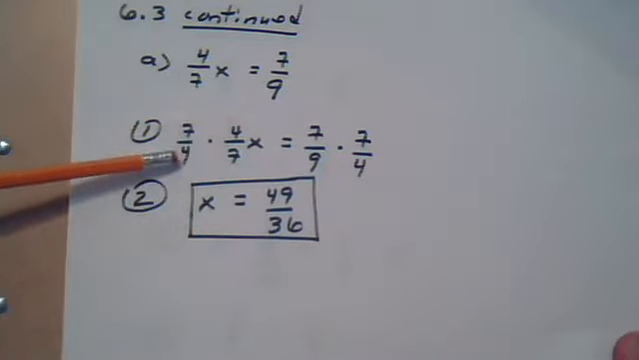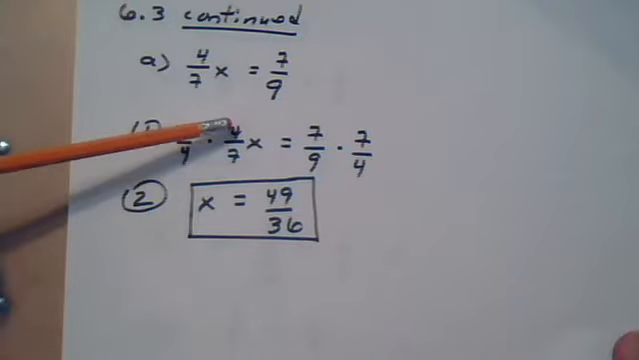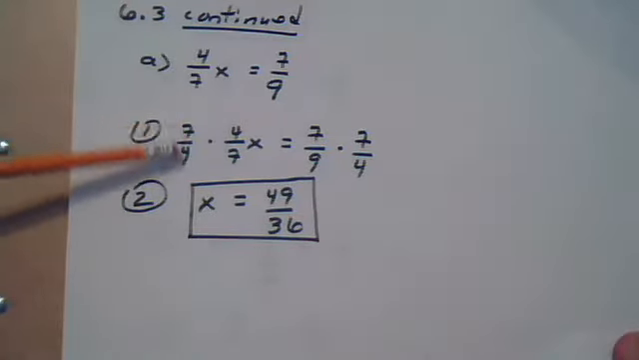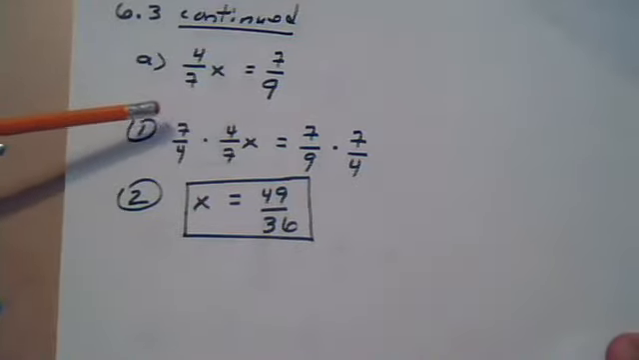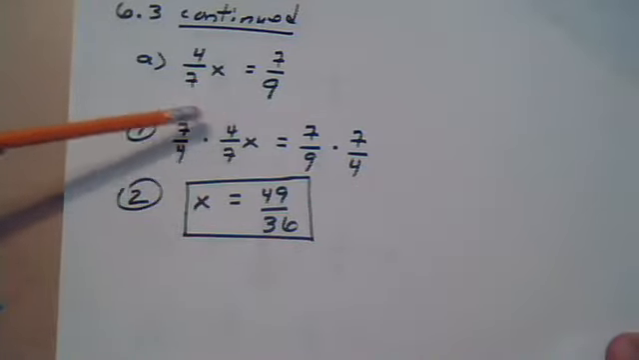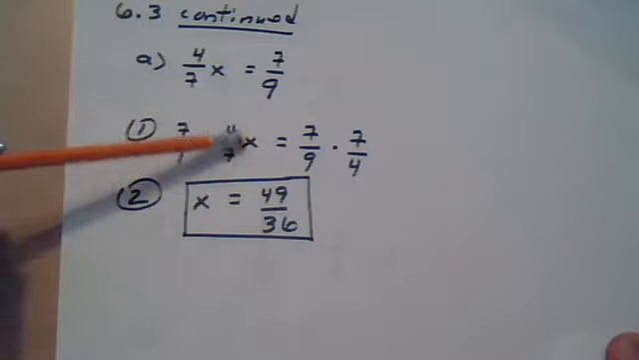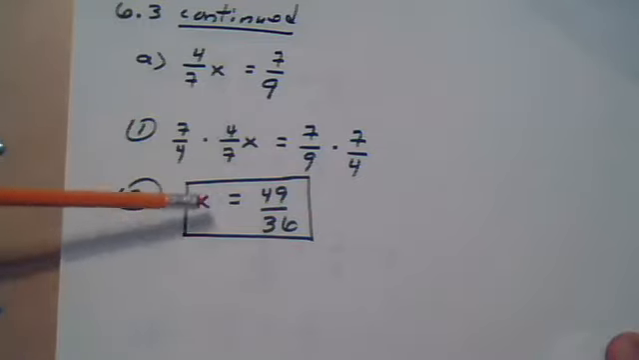Multiply times its reciprocal. Remember the reciprocal, you flip it around. You flip this number around, that's the reciprocal. After you flip it around, if you multiply, notice what happens. These 7's cancel and these 4's cancel. This becomes a 1. 1 times x is x.